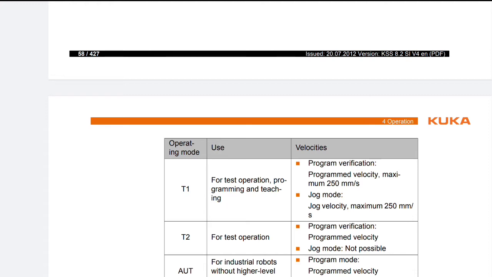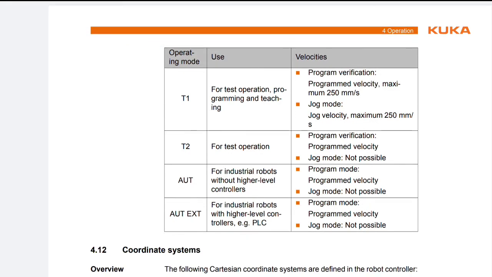Operating mode T1: used for test operation, programming and teaching. Velocities: program verification, programmed velocity maximum 250 mm per second. Jog mode, jog velocity maximum 250 mm per second. T2: for test operation. Program verification, programmed velocity; jog mode not possible. AUT: for industrial robots without higher-level controllers. Program mode, programmed velocity; jog mode not possible. AUT EXT: for industrial robots with higher-level controllers, for example PLC. Program mode, programmed velocity; jog mode not possible.